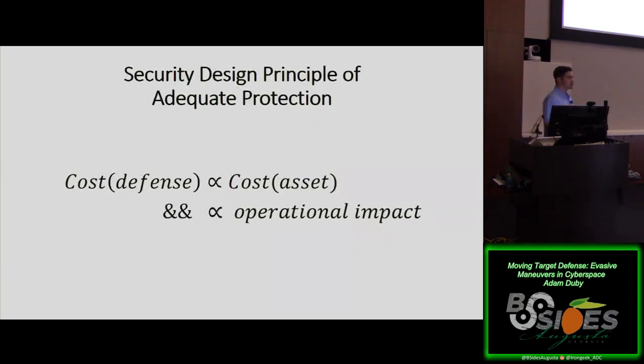And then there's also the security design principle called adequate protection, which essentially states that your cost of your defense, in terms of manpower, maintenance, initialization, has to be proportional to the cost of the asset it's defending, and proportional to the operational impact if it's compromised. It makes sense, right? I'm not going to spend $2,000 defending something that is $500 in value.